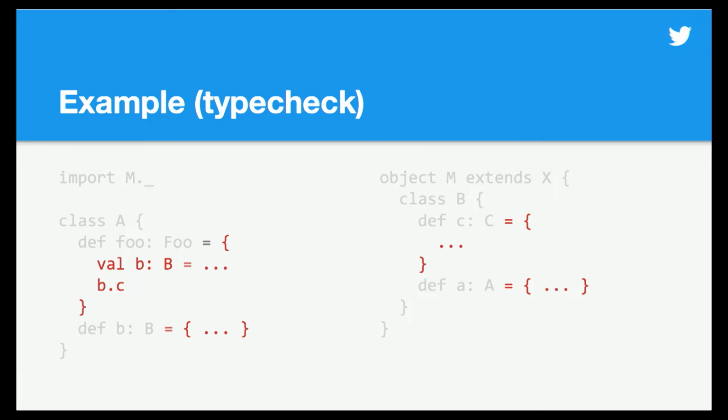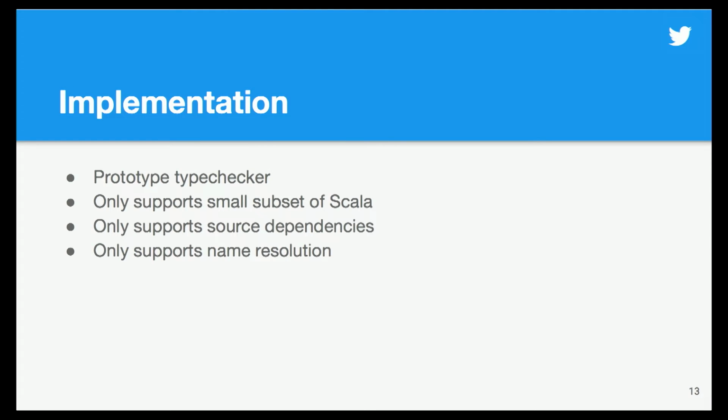So that's the kind of experiment that we were running a year ago, and the results were quite promising. We hacked up a prototype type checker for a small subset of Scala. This thing wasn't meant for real use. That's why we only supported source dependencies, so we could not link to jars, for instance. Everything had to be defined in sources. And finally, it wasn't quite a type checker because it could only do name resolution. It did not do type inference, implicit search, nothing like that.